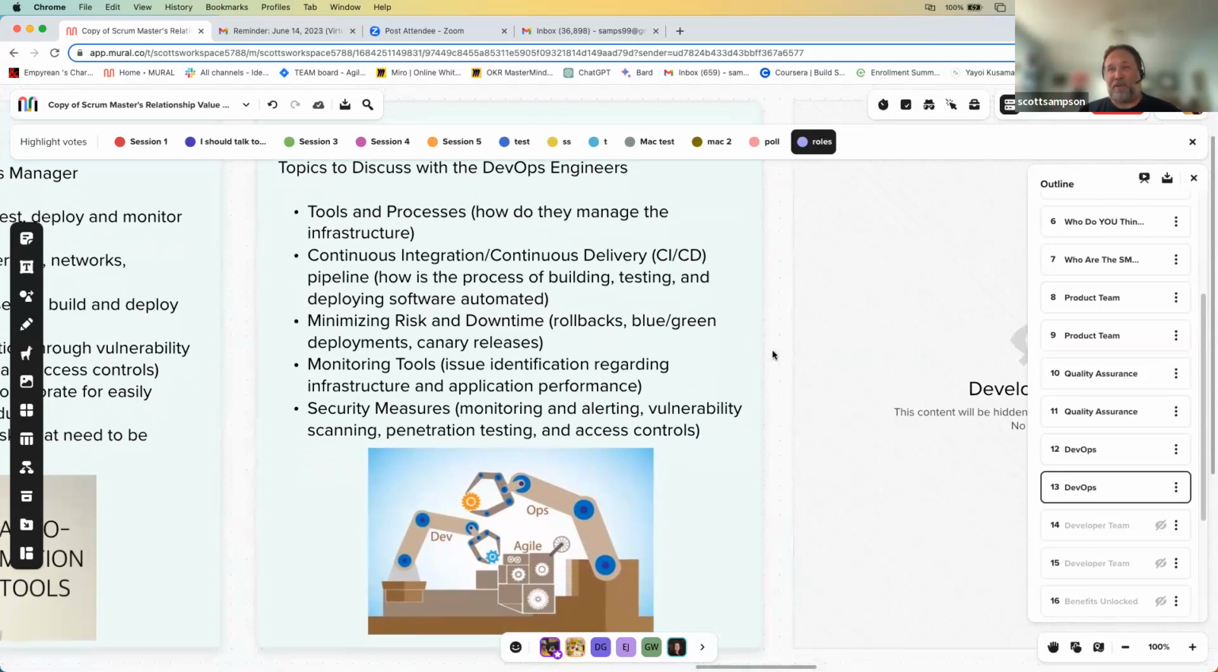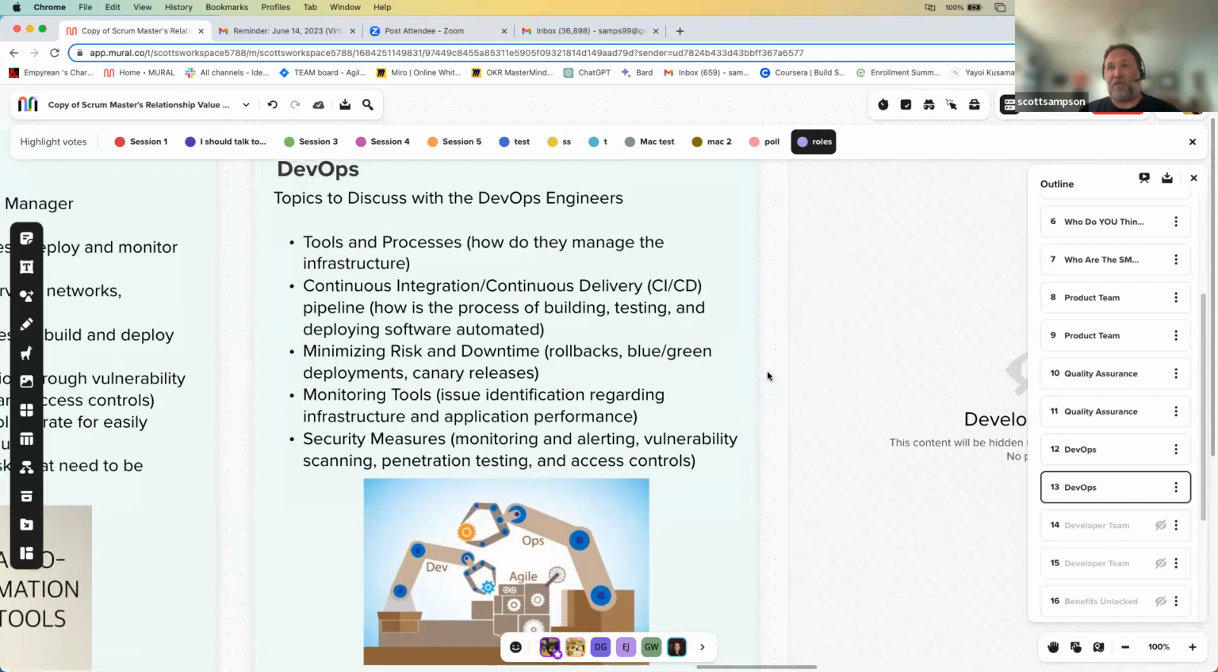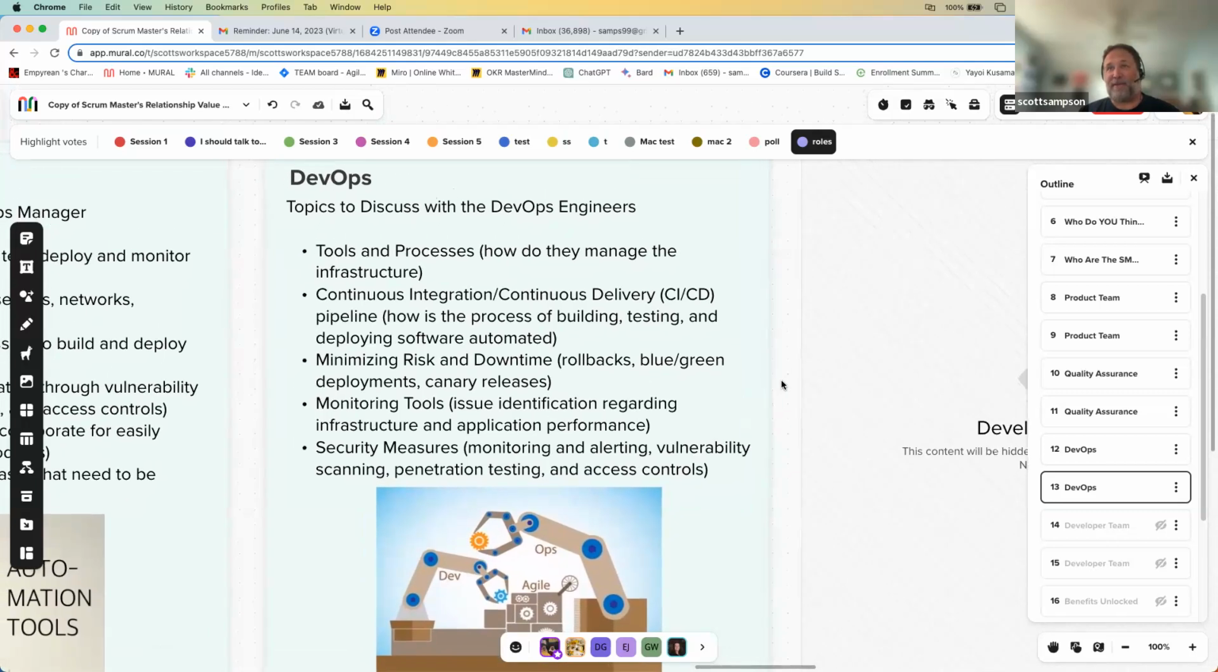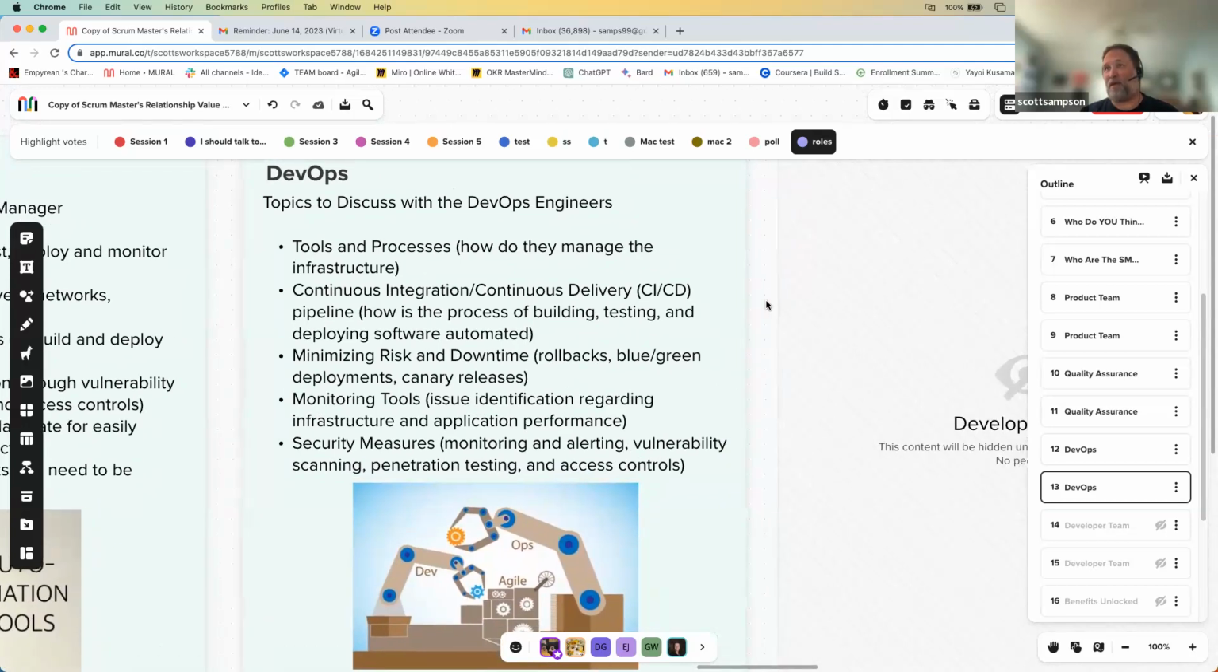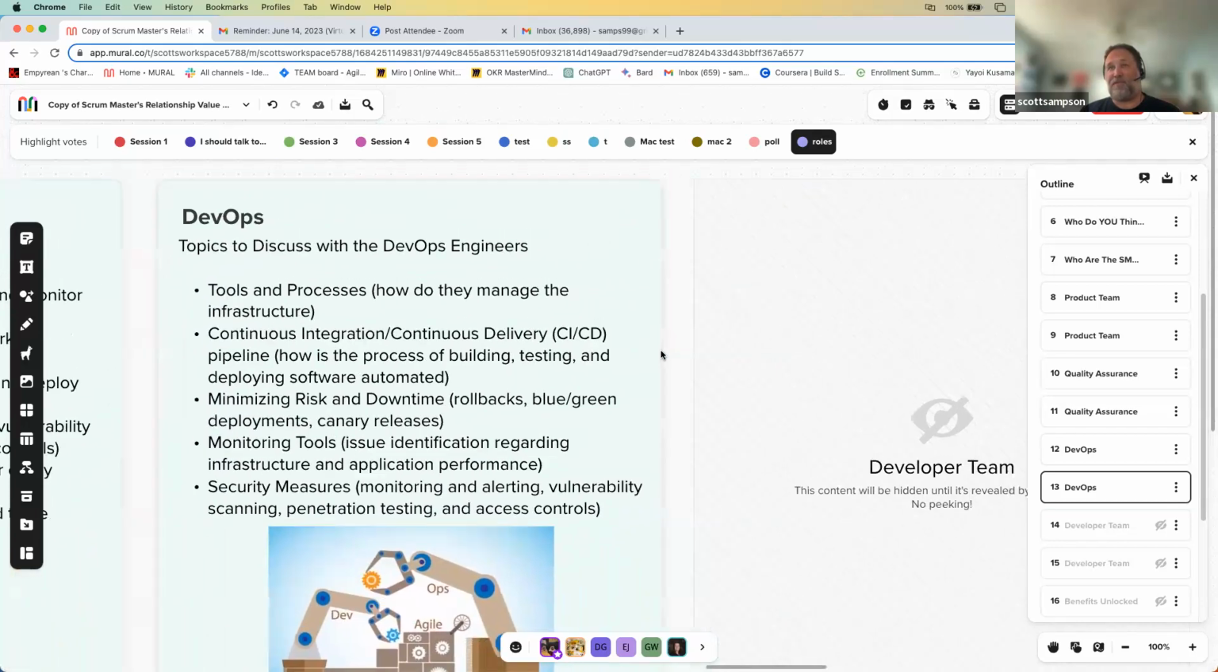What monitoring tools are they using for, I would say, performance and also security down here as well. So I had mentioned previously access controls and penetration testing. So these folks are on the ground making this stuff happen. And you can always really dig in and see how this is working and help these teams as a Scrum Master try to do these things more effectively, perhaps with another set of eyes on it.